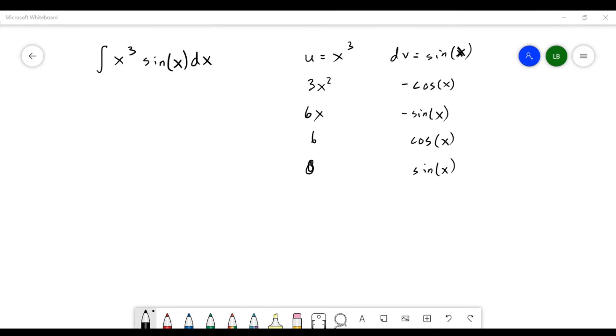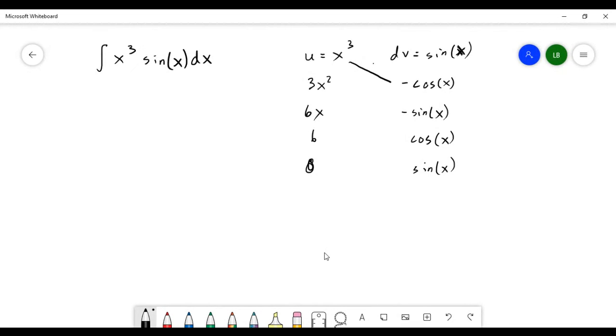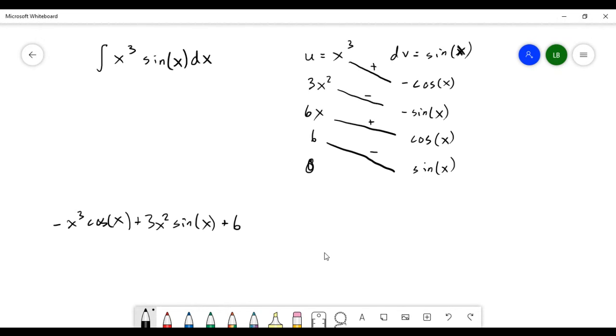So then from here, we say plus, minus, plus, minus. But then, of course, we do need to take into account the signs that are already on these. So we would have negative x cubed cosine of x, since we've got a negative attached to our cosine. Then plus 3x squared sine of x, plus 6x cosine of x, minus 6 sine of x, and then plus c at the end.